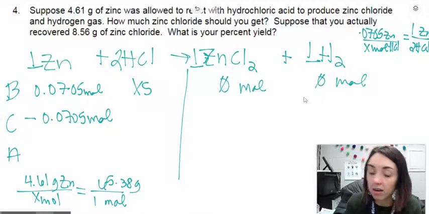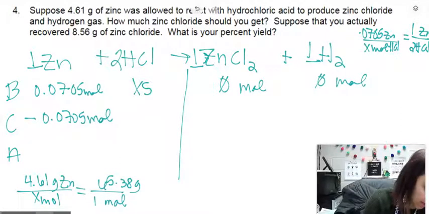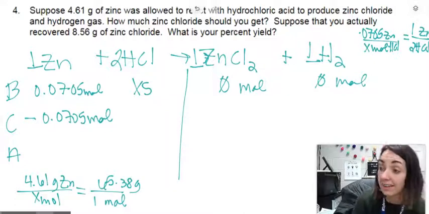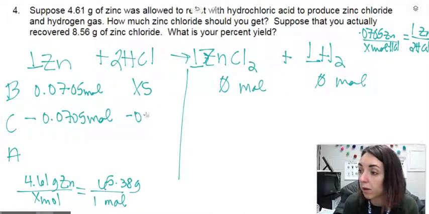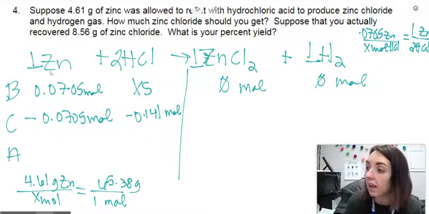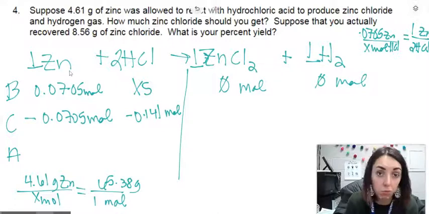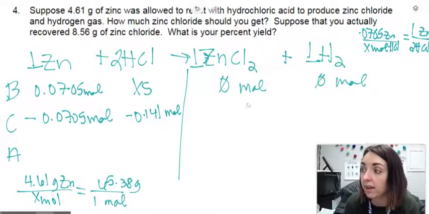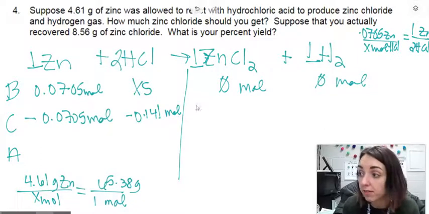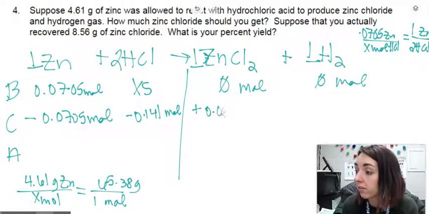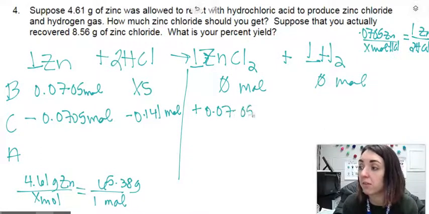All right, so I solved that, and I find out I have to do 0.0705 times 2, and I get 0.141 moles of HCl. My other ones are 1-to-1 ratios, 1-to-1 zinc to zinc chloride and hydrogen gas. So at least that's easy. I'm not going to write out those proportions because they're 1-to-1. So it's going to be that 0.0705 moles again.